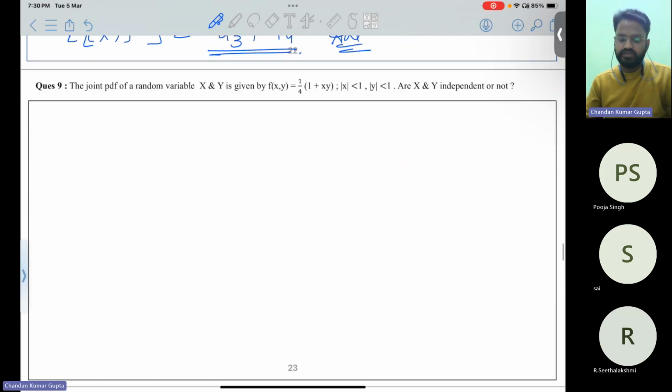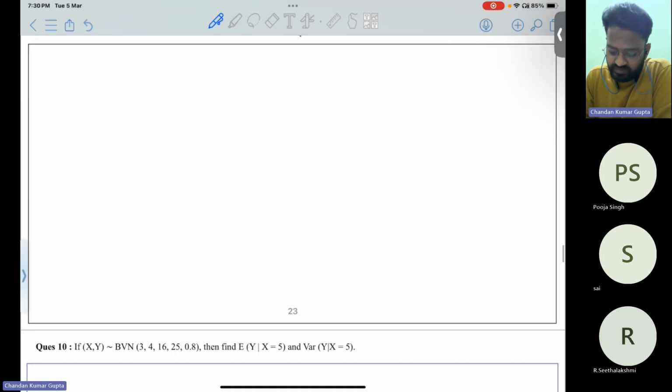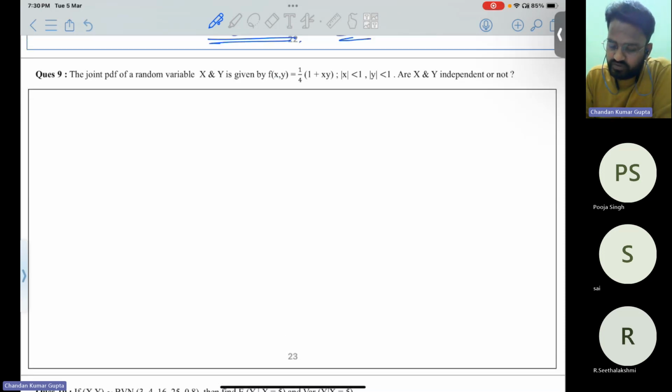Now the next question: the joint PDF of the random variables x and y is given. These are all just calculative parts, you only need to calculate this. The joint PDF of the random variables x and y is 1 by 4 times (1 plus xy), and the range is mod x less than 1, mod y less than 1.